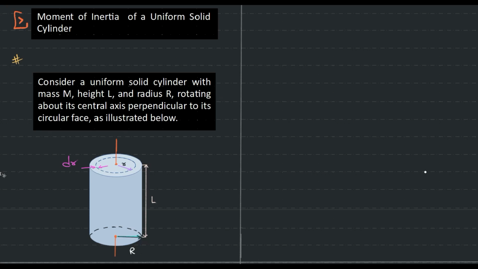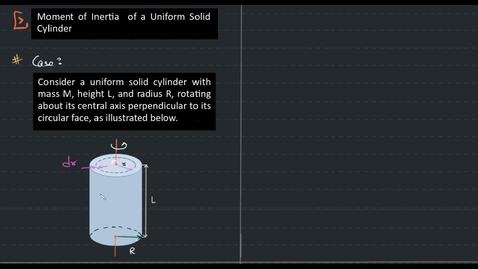We're looking at the moment of inertia of a uniform solid cylinder. So start off with the first case. We are considering a uniform solid cylinder with mass m, height L and radius R. It's rotating about its central axis perpendicular to its circular face. So this is the circular face and perpendicular to that is your axis of rotation.